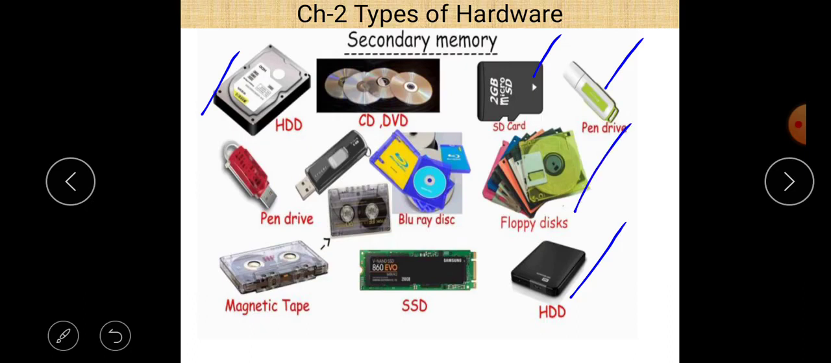Then floppy disk, it is already outdated, not used nowadays because of its limited capability. It can store data up to 1.4 MB only. And Blu-ray disc is similar to CDs, but can store much more data than CDs and DVDs. These are the pen drive, magnetic tapes, and SSD. So these are the types of secondary storage.